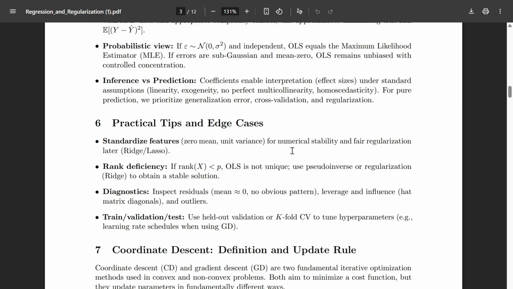Now we'll take a look at different methods with which we can make linear regression better. And what do I mean by better? There are certain issues with linear regression. One of the bigger issues is that OLS, the ordinary least squares method that we have discussed until now, is very prone to overfitting.